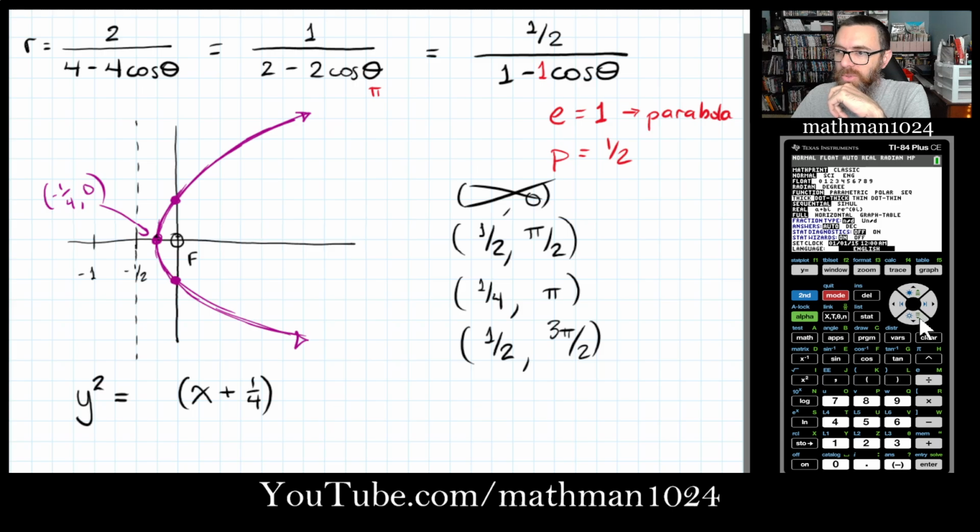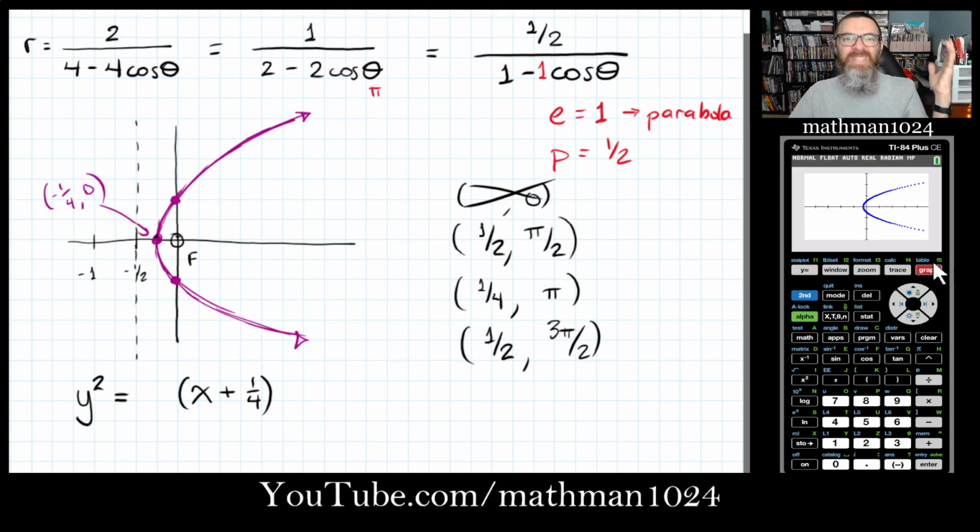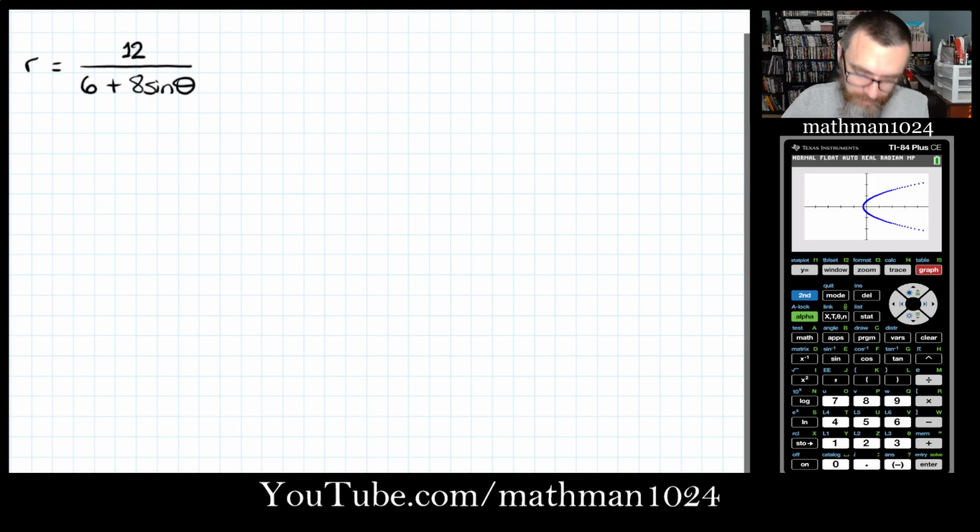Let's change the mode and go back to polar mode and do 2 divided by the quantity 4 minus 4 cosine theta. And it's the same thing, right? The exact same thing. So that was pretty fun. Let's try another one. Ooh, r equals 12 over 6 plus 8 sine of theta.